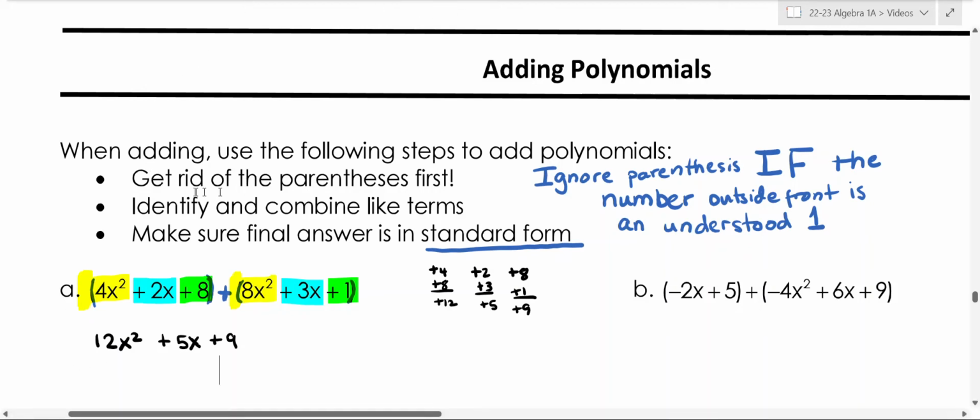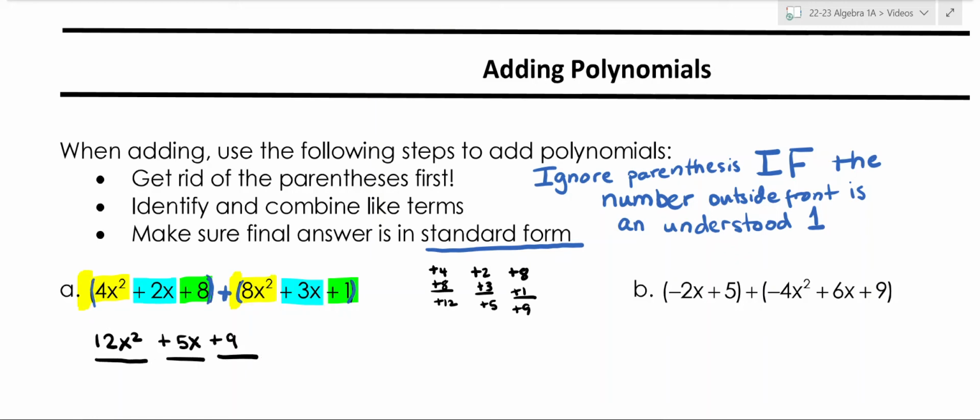Let's see. So now we've identified and combined like terms, and now make sure it's in standard form. How many terms do you see? I see 3 terms, right? This is the first term right here. This is the second term, and that's the third term.